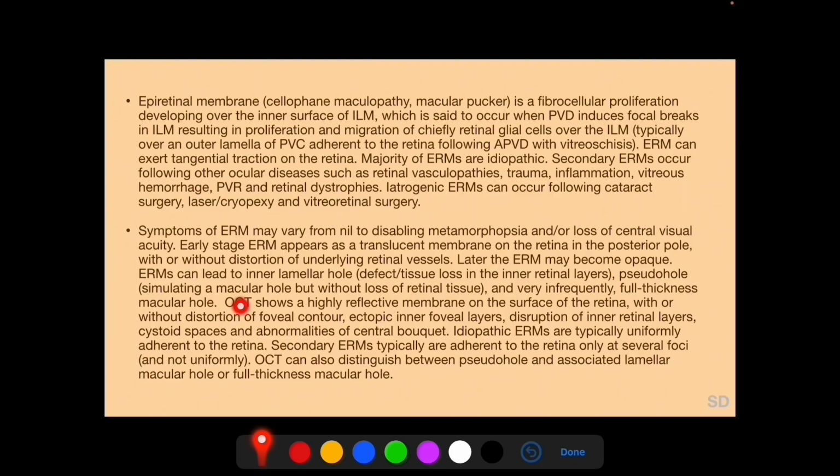On optical coherence tomography, an epiretinal membrane appears as a highly reflective membrane on the surface of the retina with or without distortion of foveal contour, ectopic inner foveal layers, disruption of inner retinal layers, cystoid spaces, and abnormalities of the central bouquet. Idiopathic epiretinal membranes are typically uniformly adherent to the retina, while secondary epiretinal membranes are typically adherent to the retina only at several foci. Optical coherence tomography can also distinguish between pseudohole, lamellar macular hole, and full-thickness macular hole.